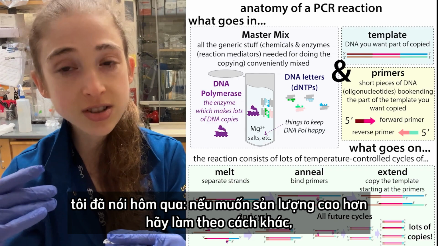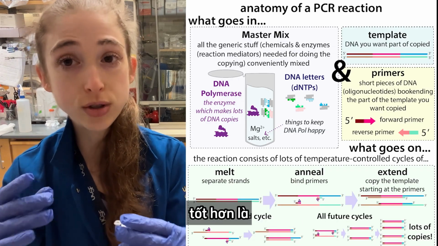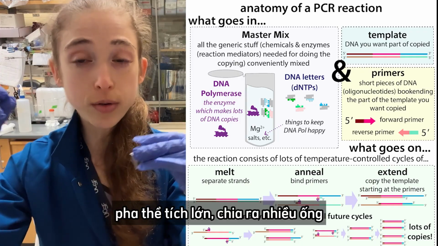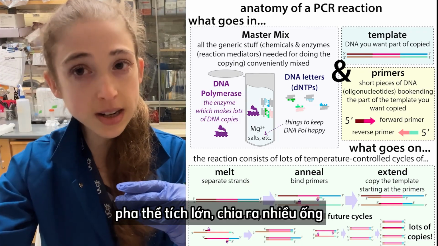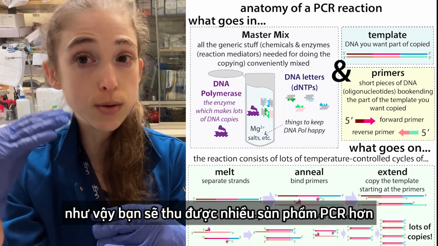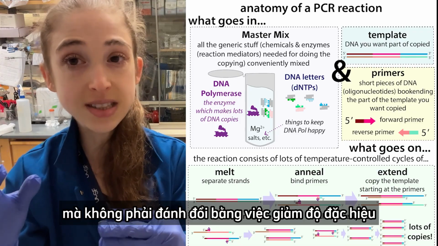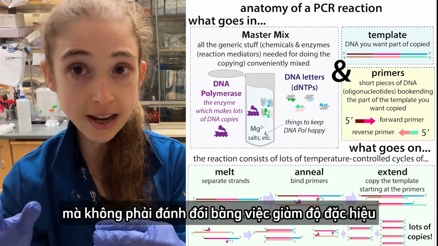And so I talked about yesterday how if you want to have a higher yield, you want to get more product, it's better to do multiple reactions, so you can make a bigger volume, split it up into multiple tubes, and then pool those together at the end, and that'll give you more of your PCR product without having the problem of the decrease in your specificity.